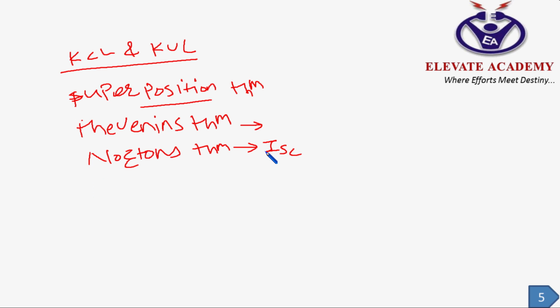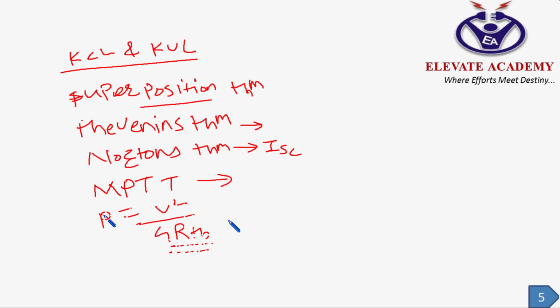Then the next theorem is the maximum power transfer theorem. Suppose we want to find out the maximum power transfer in a particular resistance, then we use the maximum power transfer theorem. There is one formula, P is equal to V square divided by 4 RTH. RTH is nothing but Thevenin's resistance or the equivalent resistance of that particular problem.